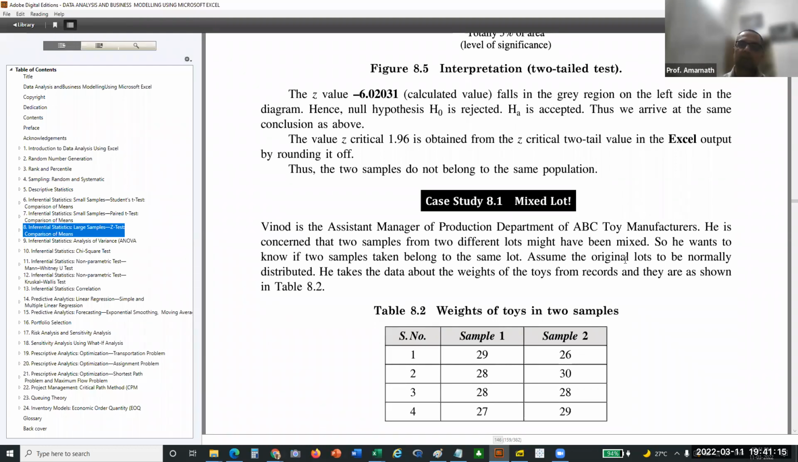So how to prove it? It's not enough to say that you have switched samples, you have to prove it. A court of law also requires that kind of proof. You have to prove before the judge that this is the kind of thing that will happen. So that's how you have to think and do it. It can apply to any domain, any problem statement. So he is concerned that two samples from two different lots might have been mixed.